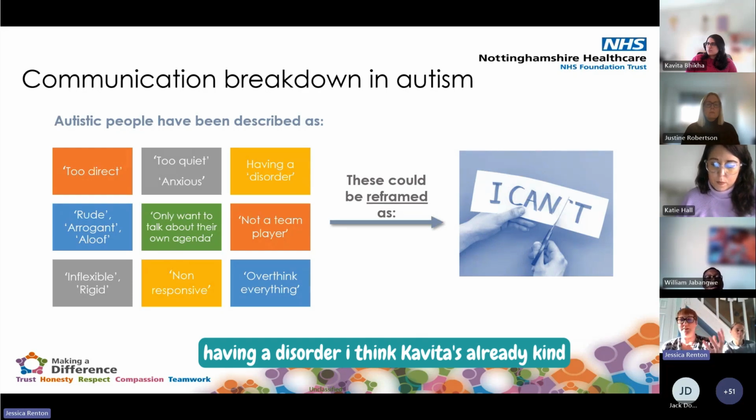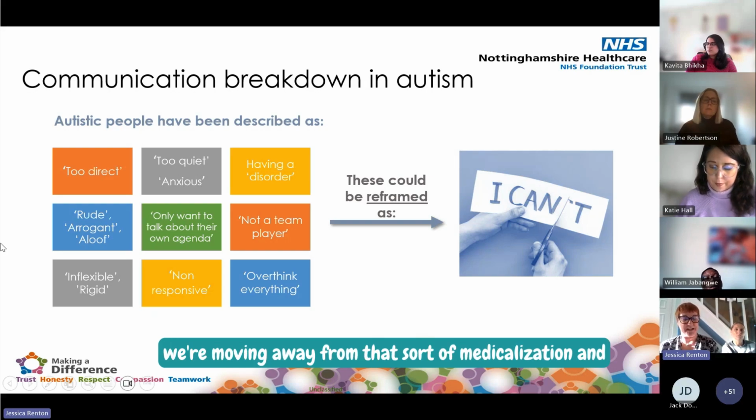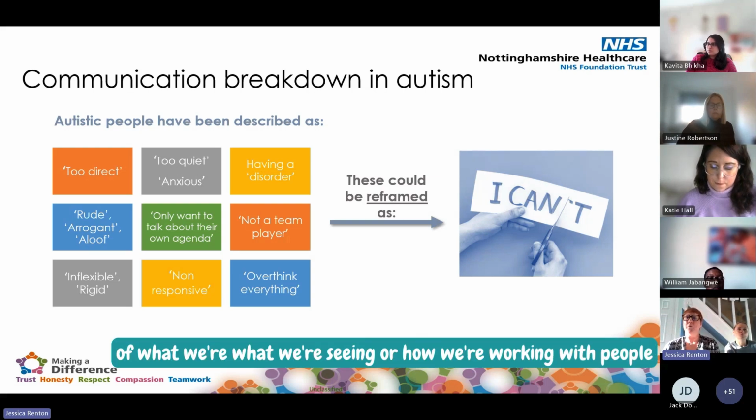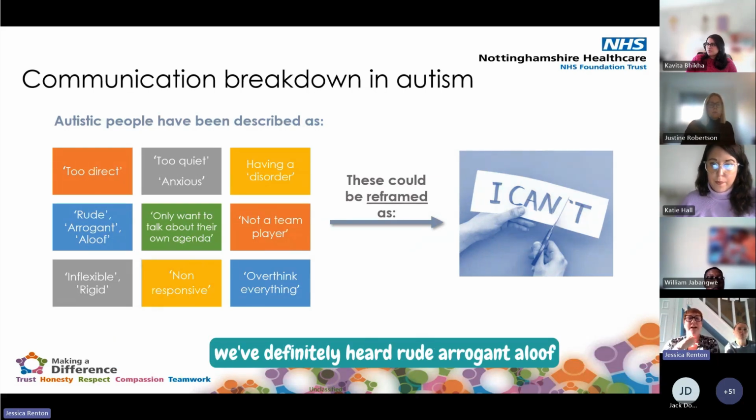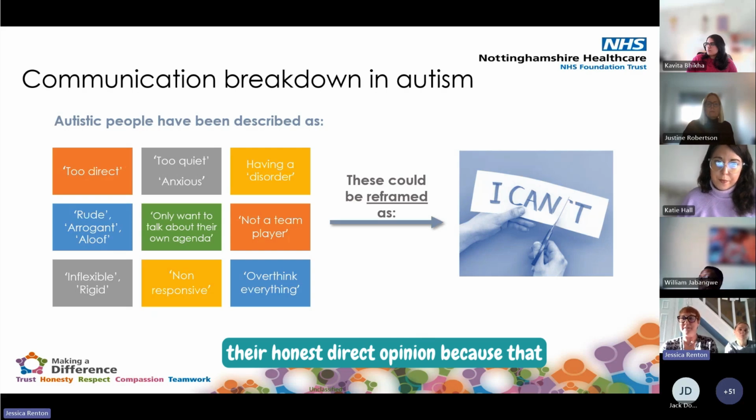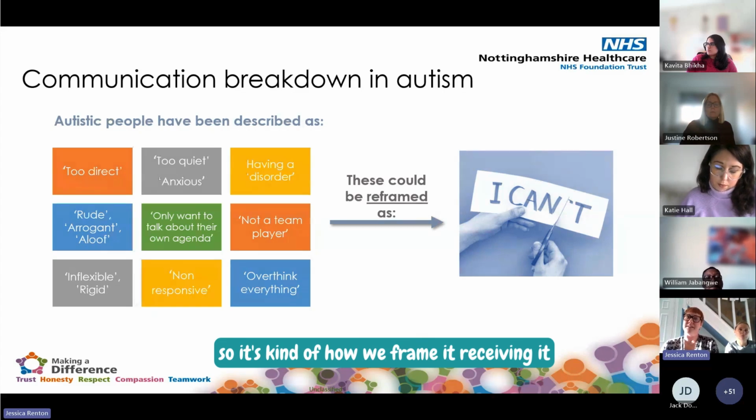Having a disorder, I think Kavita's already talked about this, but we're thinking about differences, not disorders, and we're moving away from that medicalization and pathologizing and trying to have a much more neuroaffirmative consideration of what we're seeing or how we're working with people. We've definitely heard rude, arrogant, aloof in terms of how people can be perceived. So thinking about that, actually the person is giving you their honest, direct opinion, because that is the language that they use. That is what makes sense. So it's how we frame it in receiving it.